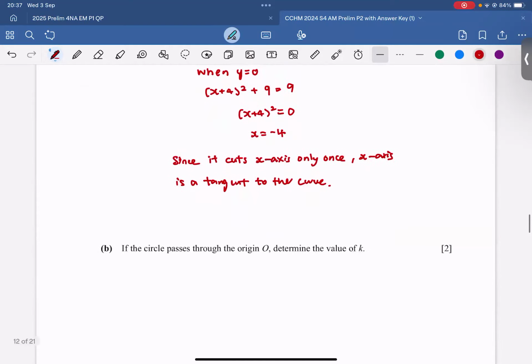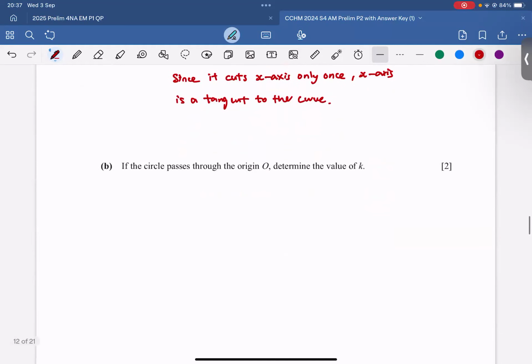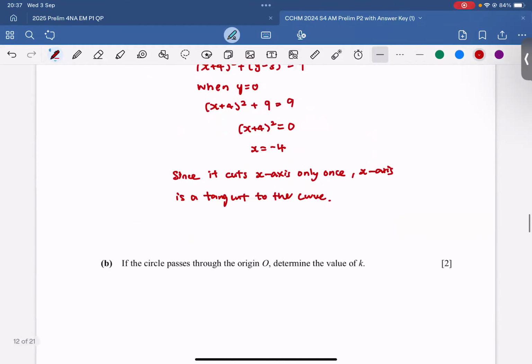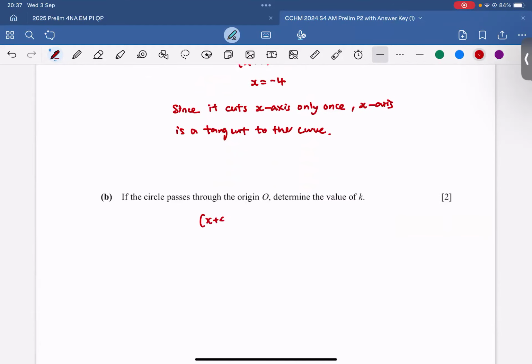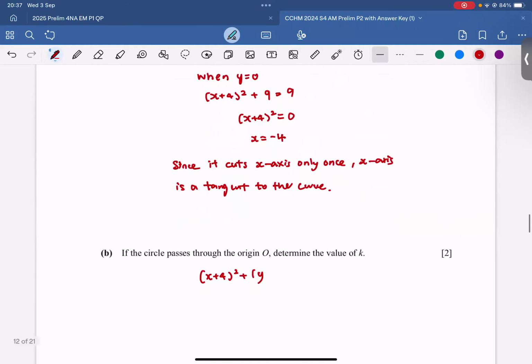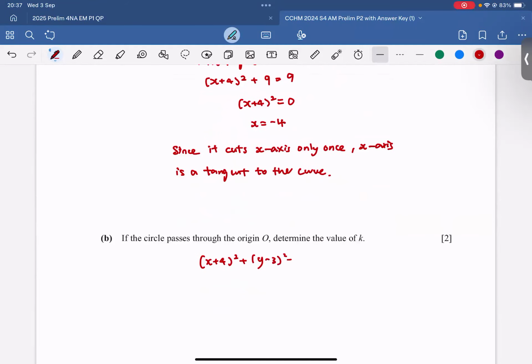Okay, if the circle passes through the origin, determine the value of k. So if the circle passes through the origin, that means x is 0, y is 0. So this squared plus y minus 3 squared equals to... This is quite well done, this question. So 4 squared is 16, 3 squared is 9. So k is just equals to 25.